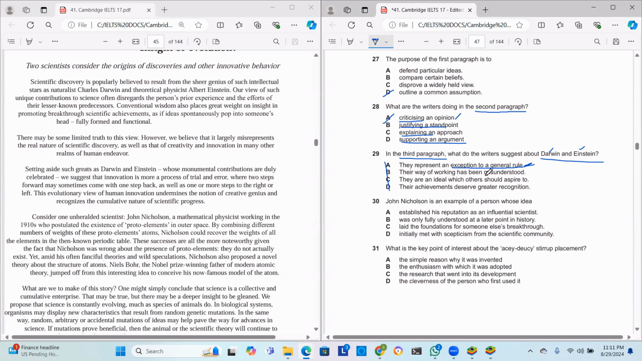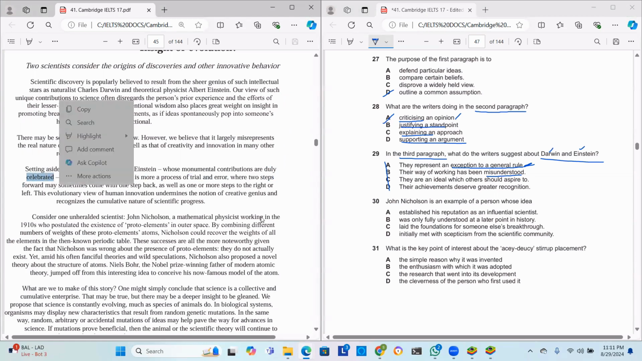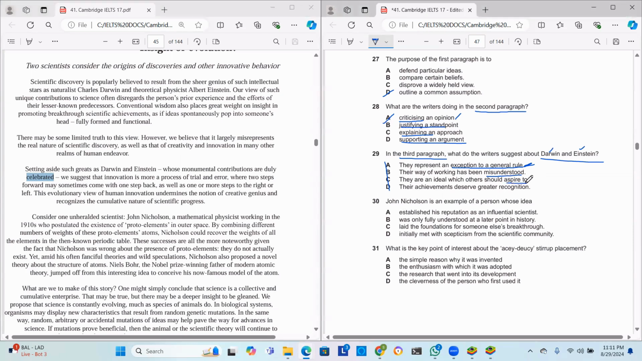Their way of working has been misunderstood. No, it is not misunderstood. It is duly celebrated. See, he says duly celebrated. So I don't think it is misunderstood. So B is wrong. They are an ideal which others should aspire to. He is not talking about any inspiration. The first words are setting aside these guys, except these guys. So he's not talking about aspiring.